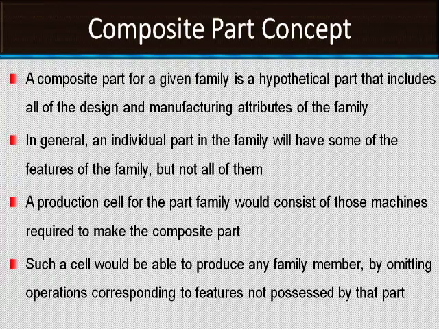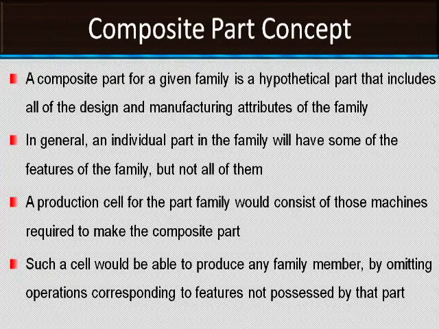A production cell for a part family would consist of those machines that are required to produce the composite part. We can easily design a production cell comprising certain production facilities which are intended to manufacture the parts of a given family.